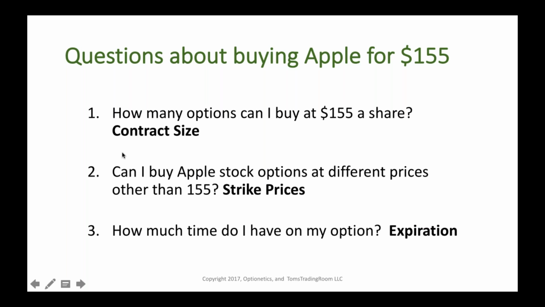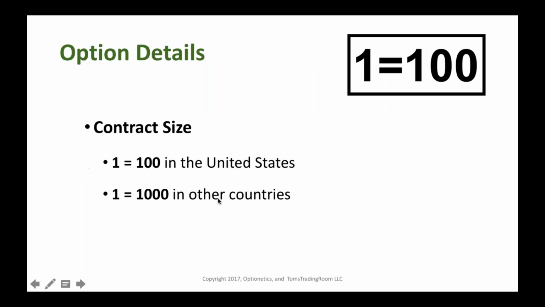For those of you that are newer to options, and some of you may be, the questions you might have about buying Apple at $155 is how many options can you buy at $155 a share? That's called our contract size. Can you buy Apple stock options at different prices under $155? That's what's called strike prices. How much time do you have on your option? That's called expiration. Let's talk about each for a moment.